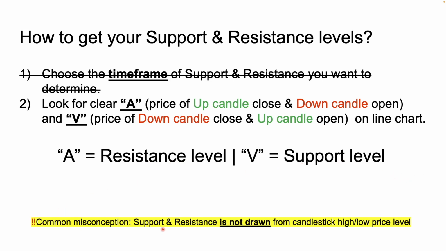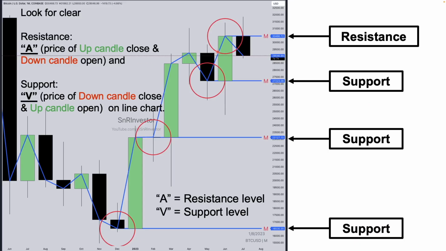So a common misconception is that people will determine their support and resistance from the candlestick high or low price level. So remember, it's important that you do not draw your support and resistance from the candlestick high or low price level. So for example, this is a Bitcoin monthly chart. I have plotted the line chart as well as the candlestick chart over here.